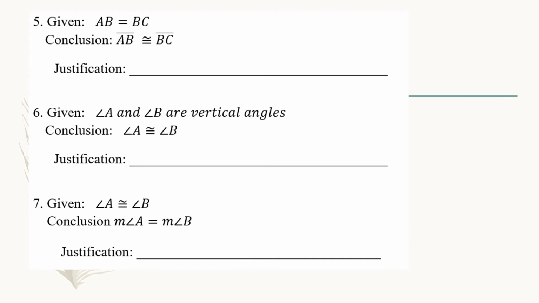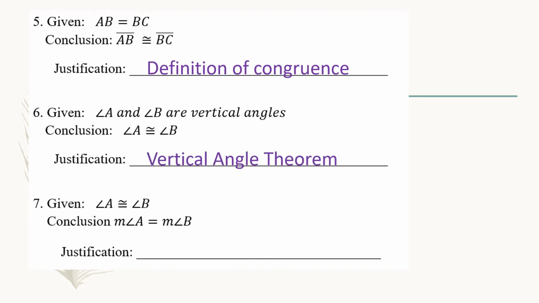Number 5, given AB equals BC, the conclusion would be line segment AB is congruent to line segment BC. If you look at number 1, it's talking about line segments and their lengths, and then it's also talking about angles and their measures in number 2, and that is the definition of congruence. Number 6, angle A and angle B are vertical angles, so that means angle A is congruent to angle B. If you remember from chapter 1, that's the vertical angles theorem.